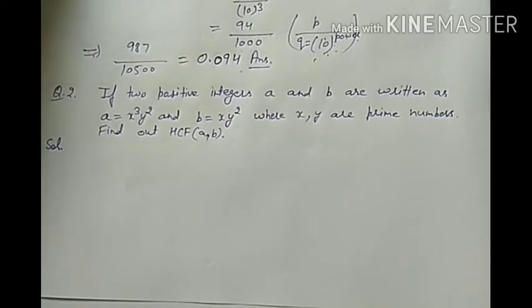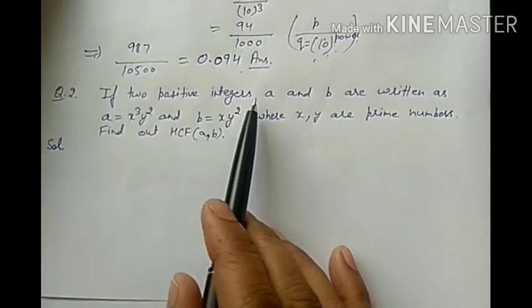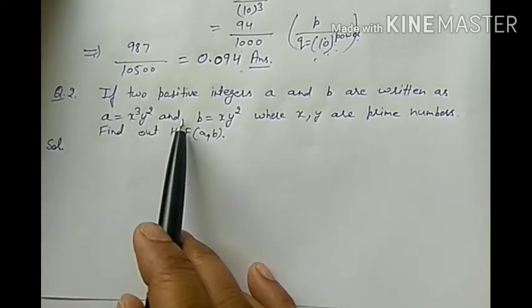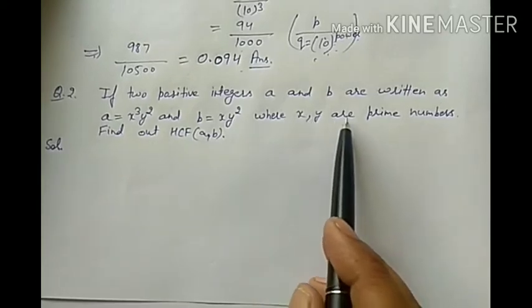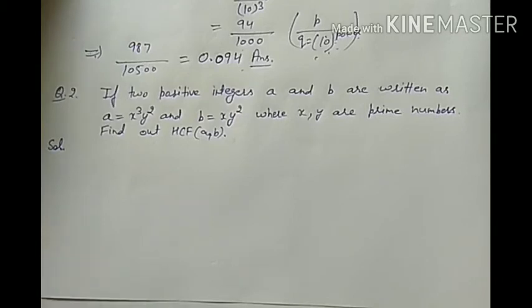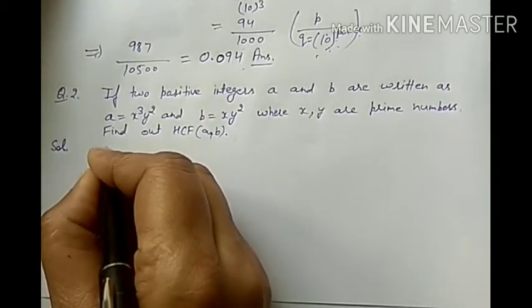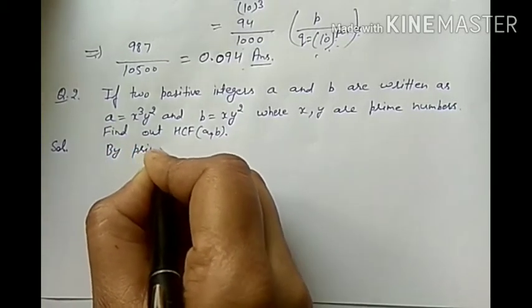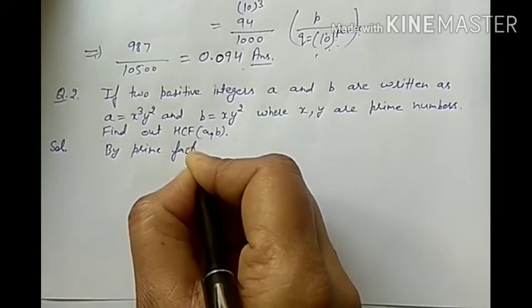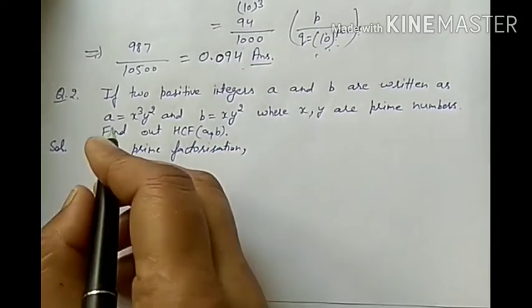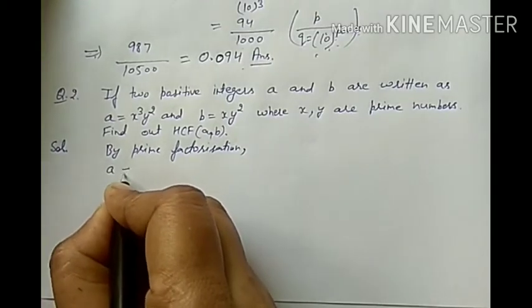Question number 2 is, if two integers a and b are written as a = x cube y square and b = x y square, where x and y are prime numbers, find out the HCF of a and b. So we will find out the HCF using the prime factorization method. By prime factorization, we will do prime factorization of a and b.